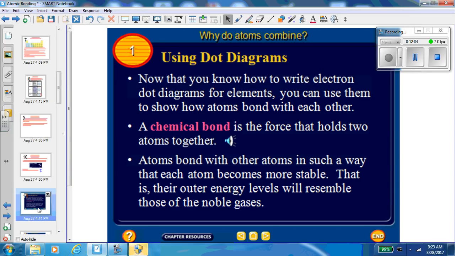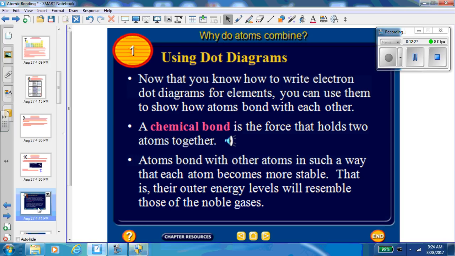All right, now that you know how to write electron dot diagrams for elements, we can use them to show how atoms bond with each other. A chemical bond is the force that holds 2 atoms together. Atoms bond with other atoms in such a way that each atom becomes more stable. Remember, I said earlier that all atoms are trying to achieve stability. And in order to do that, they're trying to get their outermost energy levels to be full.